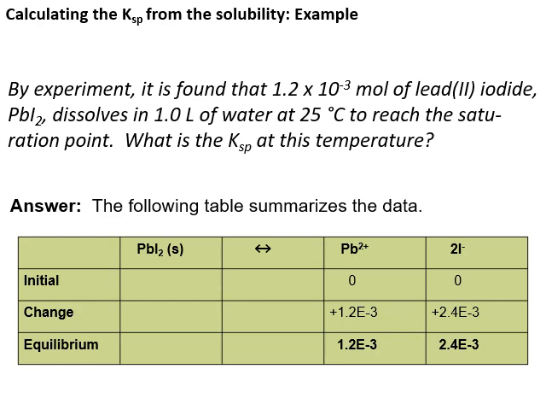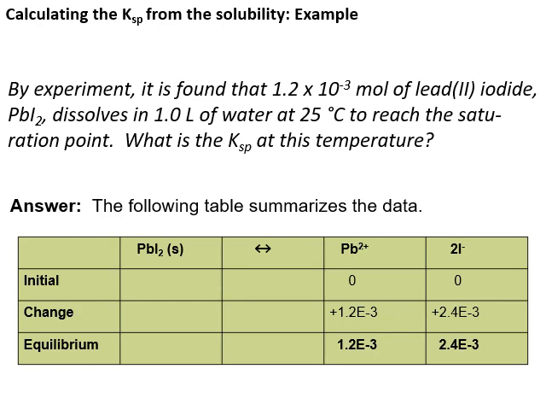And now look back at the problem statement at top. It's 1.2 times 10 to the minus third moles of lead iodide, and it's in 1 liter. So that means the concentration of the lead iodide would be 1.2 times 10 to the minus third molar. When it breaks up, though, look at the formula for the lead iodide. It will break up into only one lead. So for every PbI2 that breaks up, it will produce one Pb2+, which means the concentration of the Pb2+ will be the same as the concentration of the PbI2. In other words, the concentration will be 1.2 times 10 to the minus third.